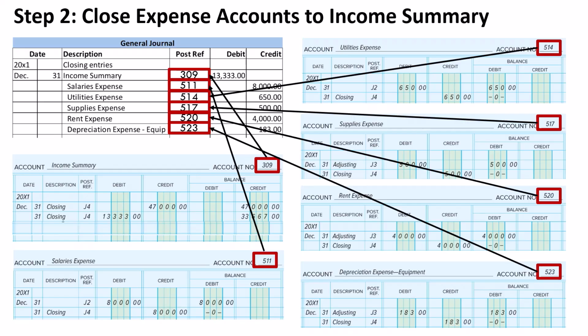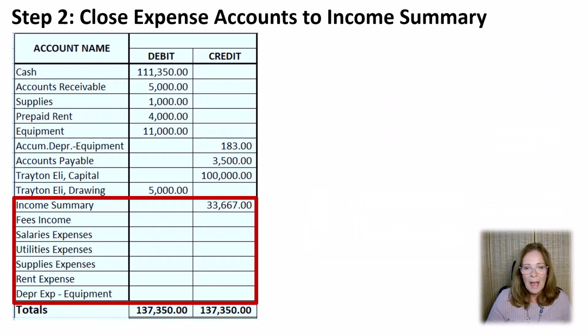We update the journal entry to show the account number 309 for the income summary account and the account numbers 511, 514, 517, 520, and 523 for the expense accounts. After the second entry is posted, the expense account balances have been transferred to the income summary account, and the income summary account shows $33,667.